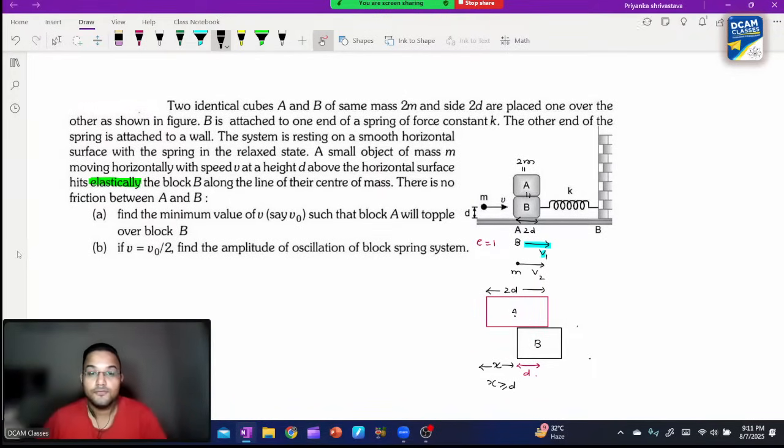Why does this happen in this way? Is it okay, what I told you? What is the concept of toppling? Mg is acting at the center. Suppose this block was like this, and block B was here. This distance was just d by 2. The center was here somewhere, and Mg was acting here.